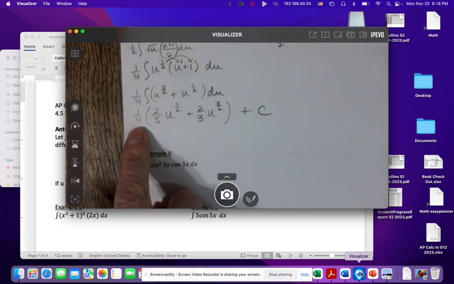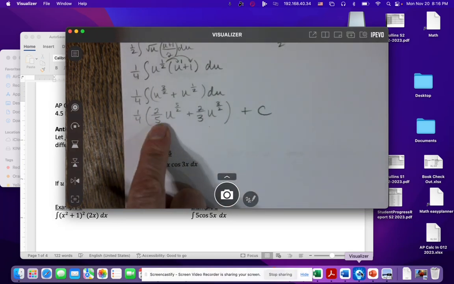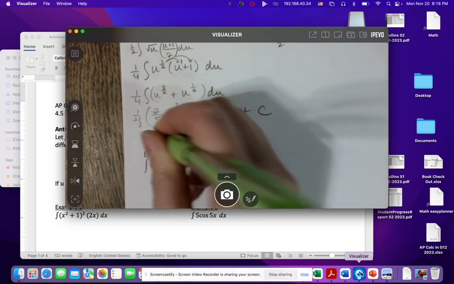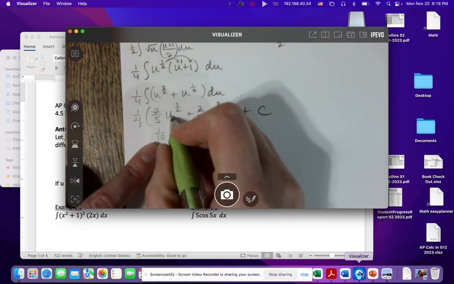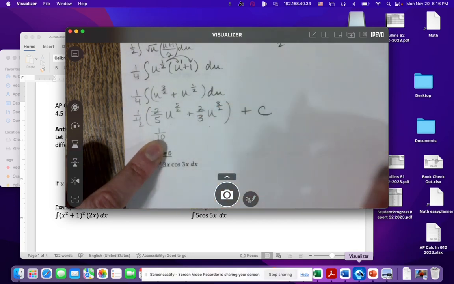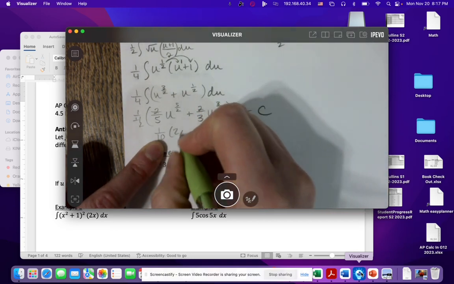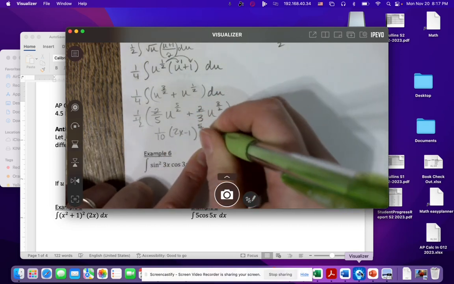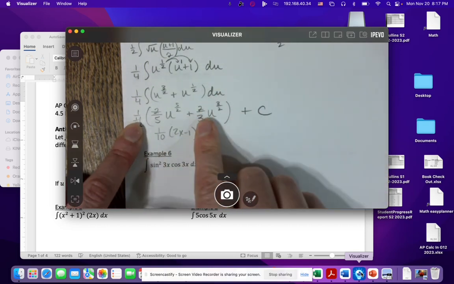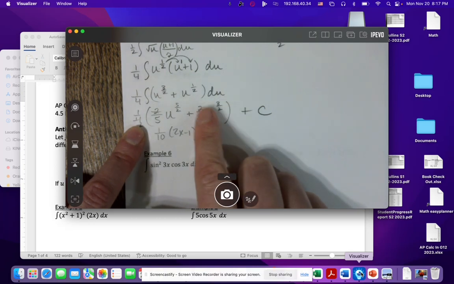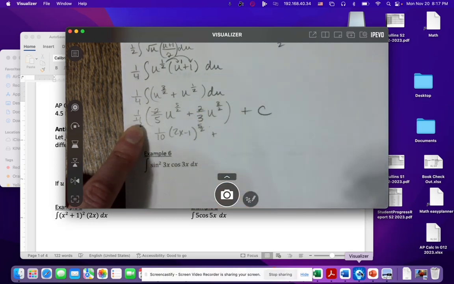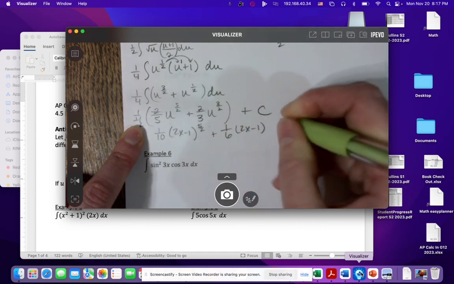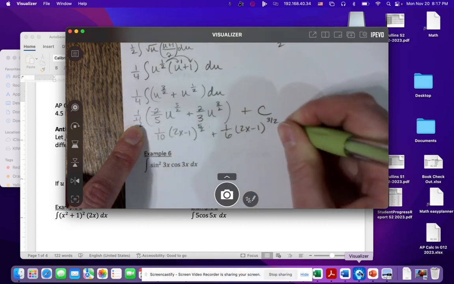So now I'm going to multiply the 1/4. 1/4 times 2/5 would be a 1/10. So 1/10, and instead of u, I'm going to make that substitution. U was 2x minus 1. I'm showing a little bit less work on this one because I'm running out of space. 1/4 times 2/3, same thing. The 2 and the 4 would reduce, and I would have a 1/6. And then we'll have (2x minus 1) to the 3/2, and then plus c.